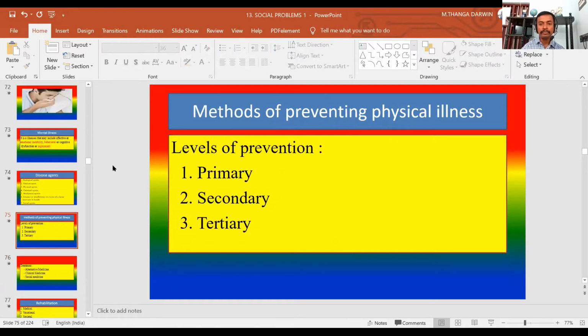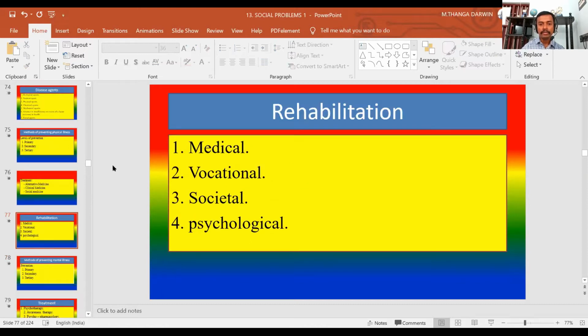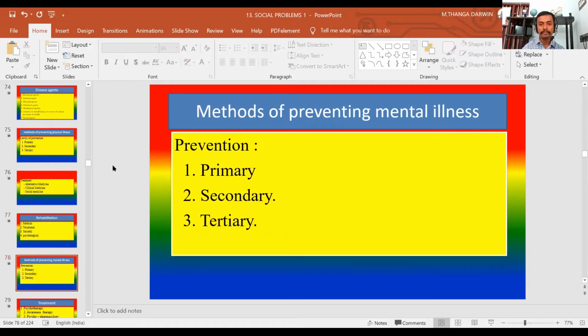Next, methods of preventing physical illness. Primary prevention, secondary, tertiary, as we had learned in fundamentals, as well as treatment: alternative medicine, clinical medicine, social medicine, then rehabilitation: medical, vocational, social, and psychological.